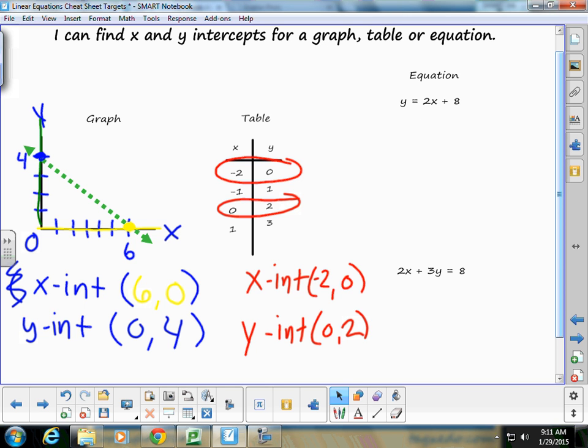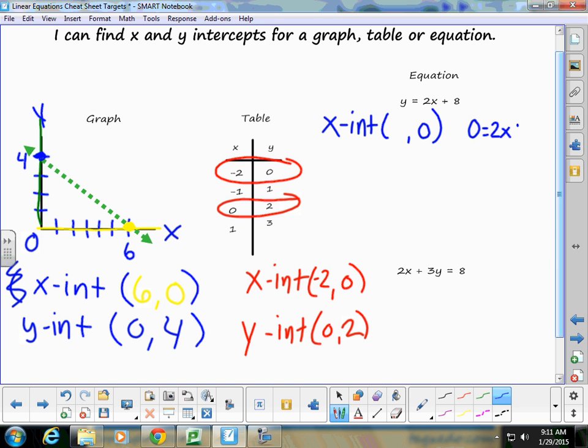All right, solving x and y intercepts from an equation. What you're going to do first on these ones is, again, same theme. You know that your x-intercept is when y is 0. So what that means is you're just going to plug in 0 for y. So we're going to do 0 equals 2x plus 8.